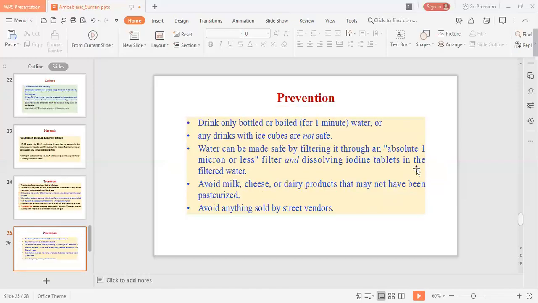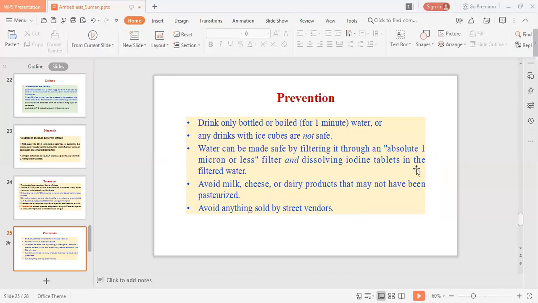Next is prevention. Better hygiene is a must to prevent this particular disease. What you are drinking, your drinking water: if it's bottled water, then it's fine. If not, you have to at least boil it for 1 minute. Boiling water for 10 minutes is preferable. And never use any health drink, orange juice, or any other kind of juice that is prepared with ice cubes. It's not safe.